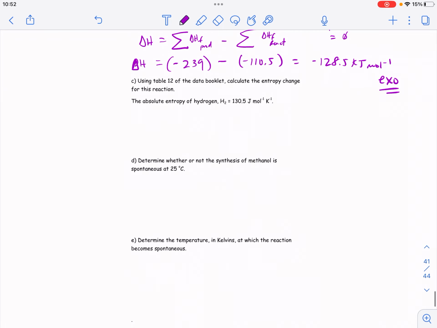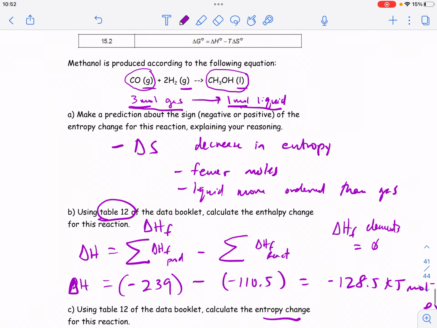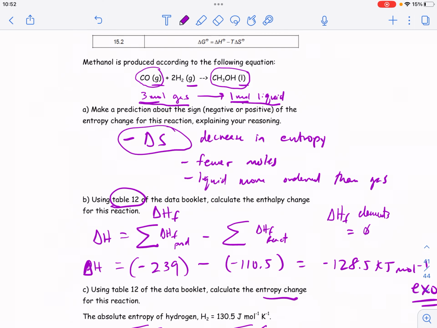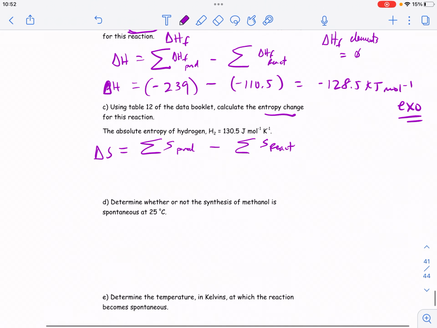Now, if I go down and now I want to calculate the overall entropy change, the delta S, same idea, very similar. We're going to add up the S values of the product and subtract the S values of the reactants. Now, the nice thing here is that I already have kind of a guide. I know that I should have a negative entropy change. I already thought about what's happening with the particles and the change of state. So when I'm done, I'm going to have a good double check on if I've done the math right.